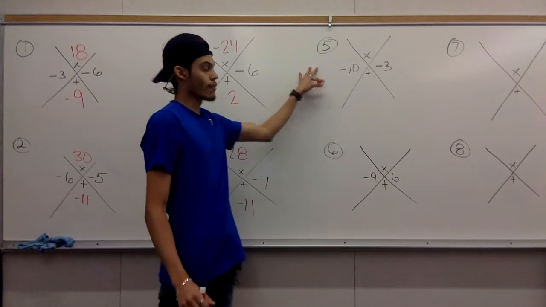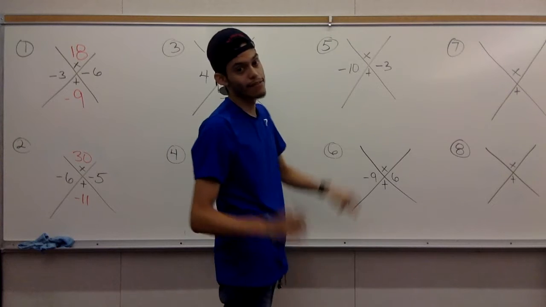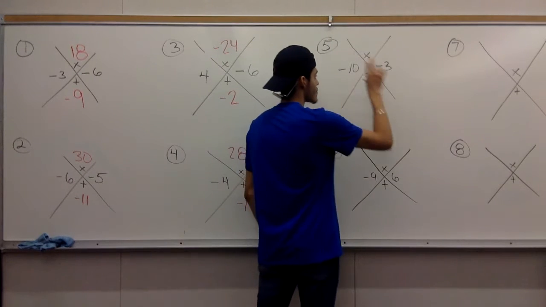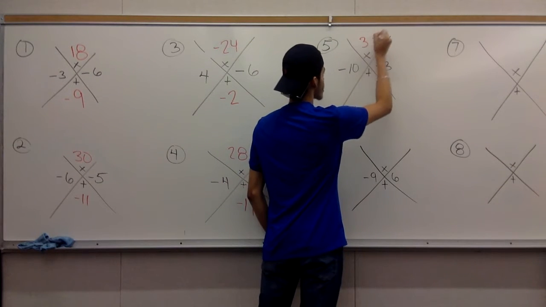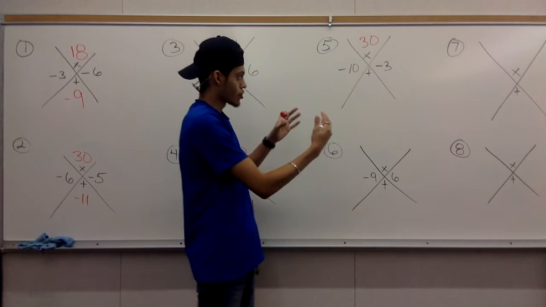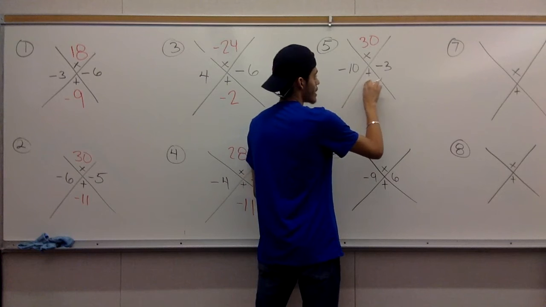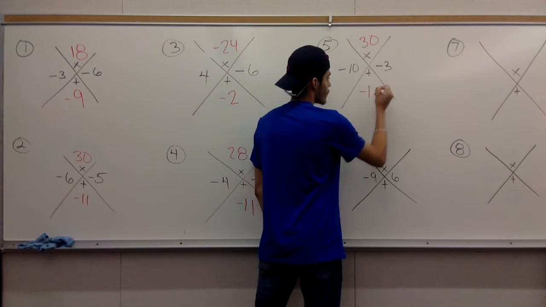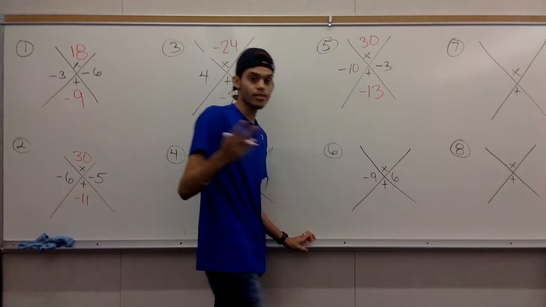For number 5, we have 2 negative numbers. Once again, 2 negatives make a positive. -10 times -3 would give you the answer of positive 30. Now, adding them together, 2 negatives, just put them together. -10 plus -3 would give you the answer of -13. Hopefully, you guys are doing them correctly.